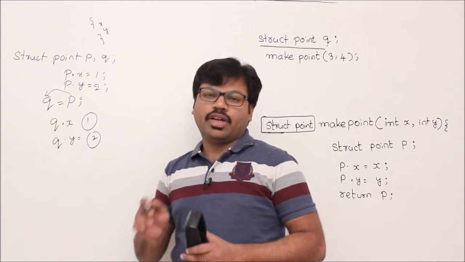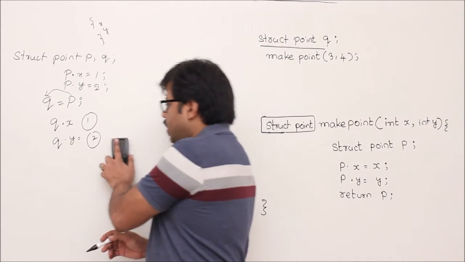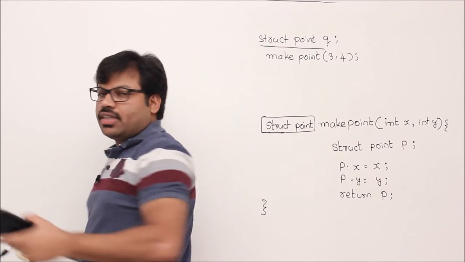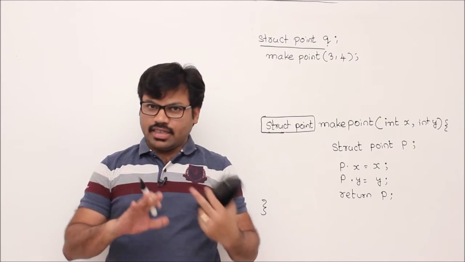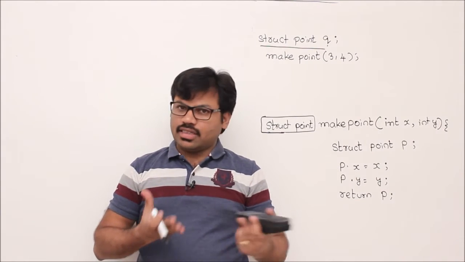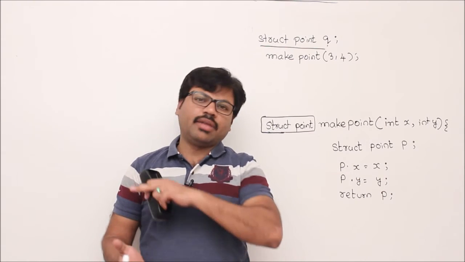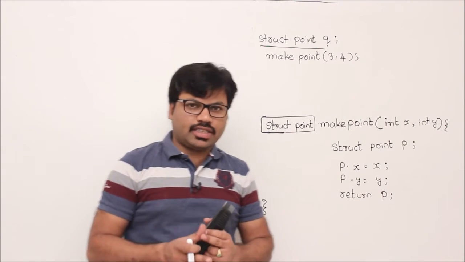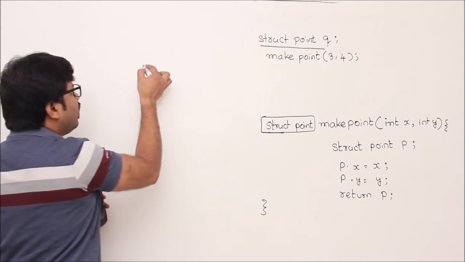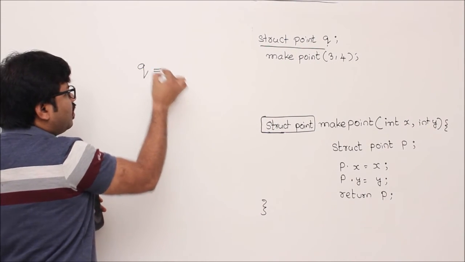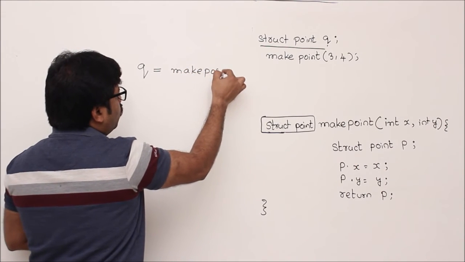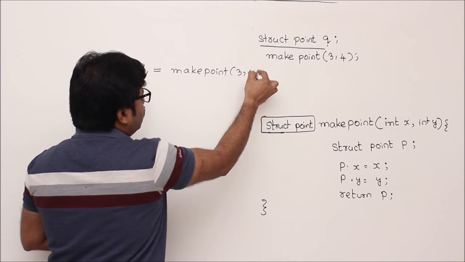So that is one important point you should observe. Second thing, while returning from a function, if a function returns a structure, and I take that return value as an assignment, then again the same copying will be done. I will show with one example. I have a struct point Q. Then if I assign make point 3 comma 4 to this Q, we'll see what happens.